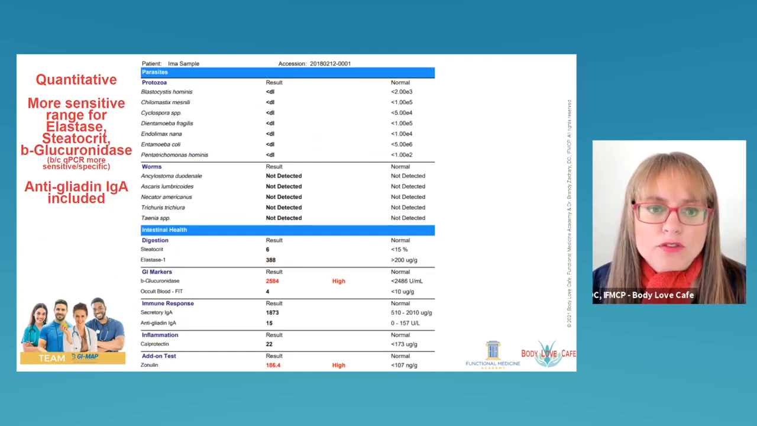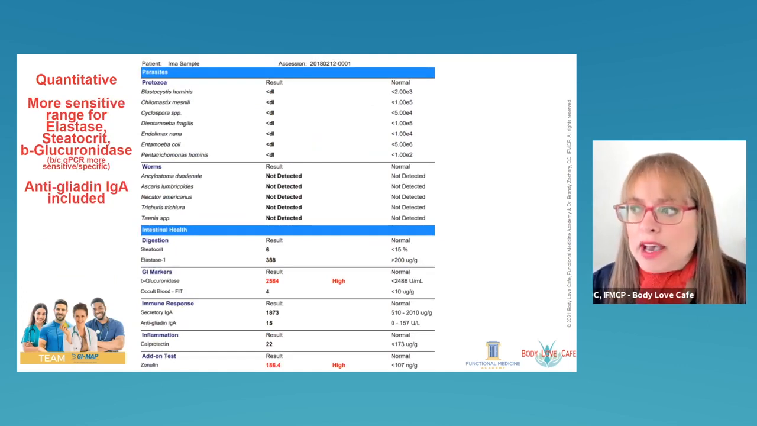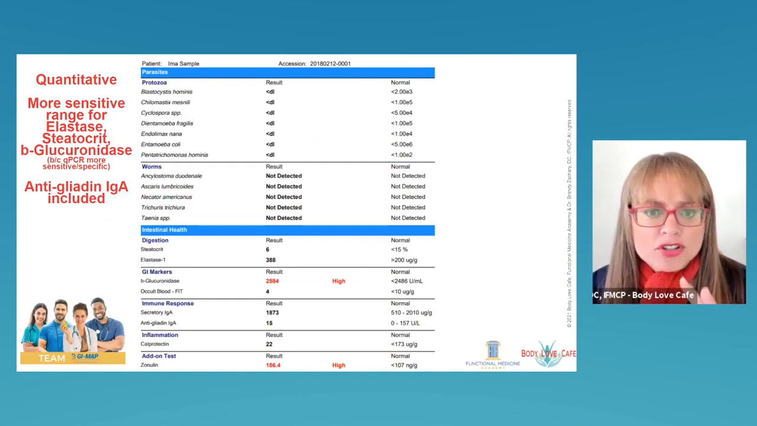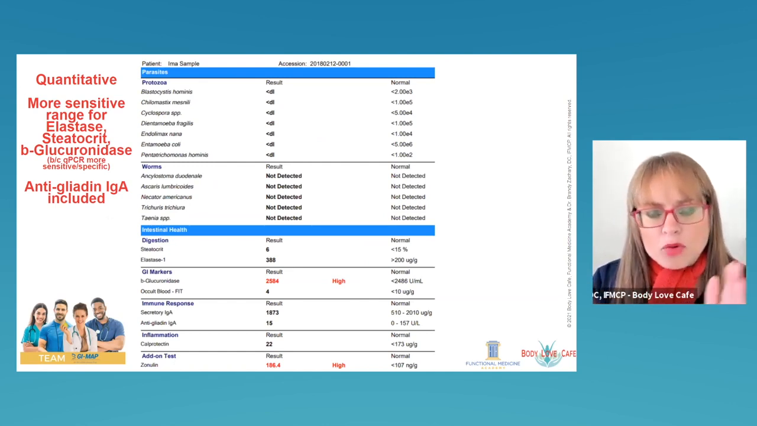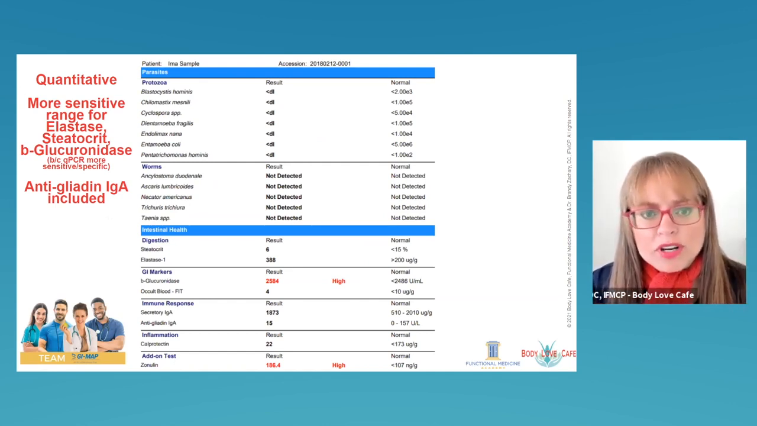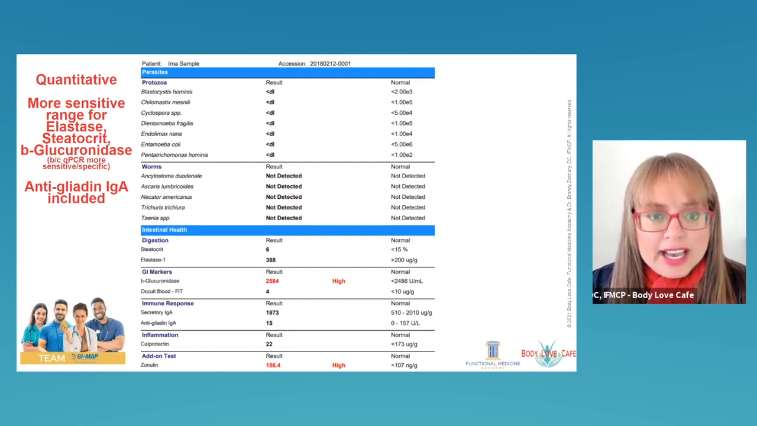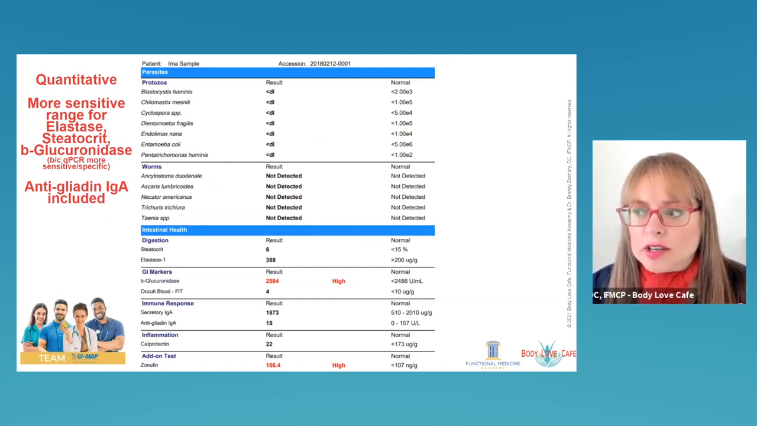Okay, this is the 4th page for Team GI Map, again, quantitative. Some of the markers are the same as GI Effects, but the ranges might be a little bit different, so you might want to compare that. It might be a more sensitive range or more narrow bandwidth for getting a flag. That is the case with elastase, steatocrit, and beta-glucuronidase.